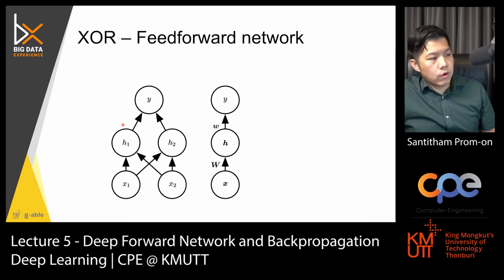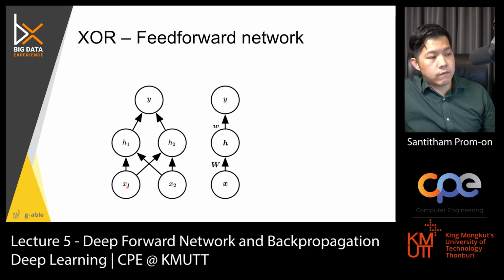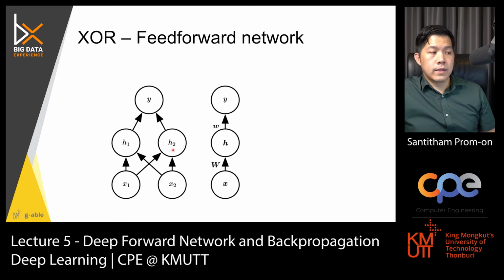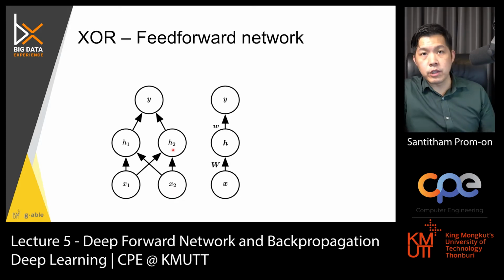When you write it like this, h1 is like summing the data. You have the weight of x1 to h1, x2 to h1, the weight of x1 to h2, x2 to h2. And the computation here would be matrix multiplication.